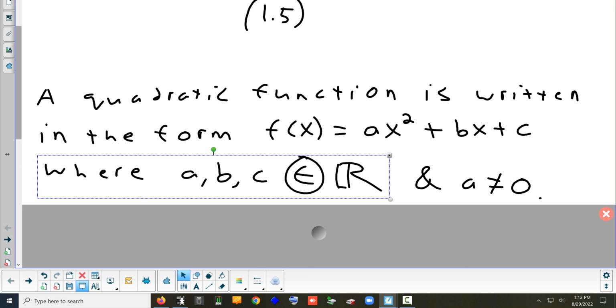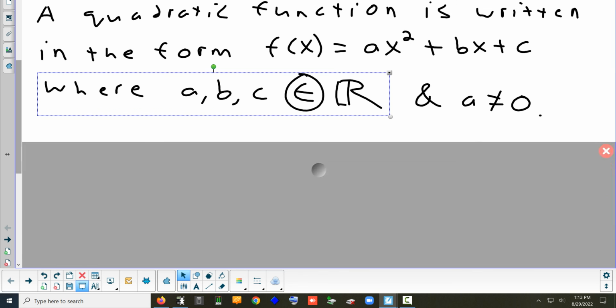What would happen if you plugged in 0 for a? Yeah, if you plugged in 0 for a, you're going to wipe out the quadratic term, and now essentially you have y equals mx plus b. You've made it linear. So a can't be 0 if you want it to be a quadratic.